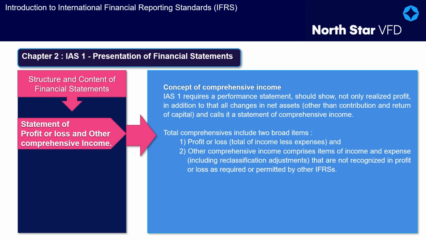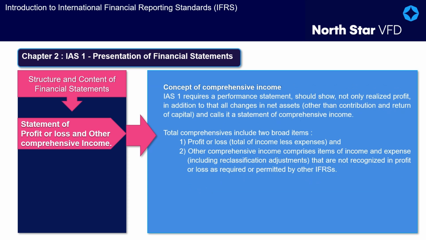Total comprehensive income is defined by IAS 1 as the change in equity during a period resulting from transactions and other events, other than those changes resulting from transactions with owners in their capacity as owners. It comprises all components of profit or loss and of other comprehensive income. In other words, total comprehensive income includes two broad items. 1. Profit or loss, that is total of income less expenses, and 2.